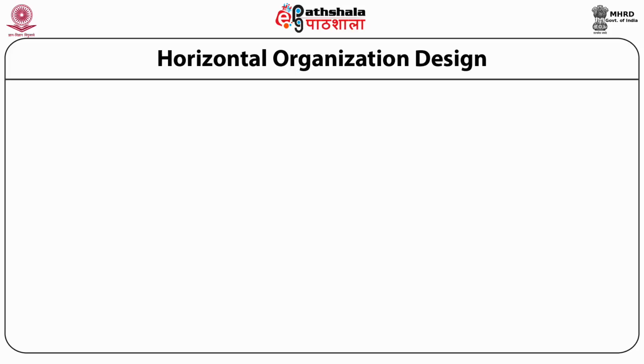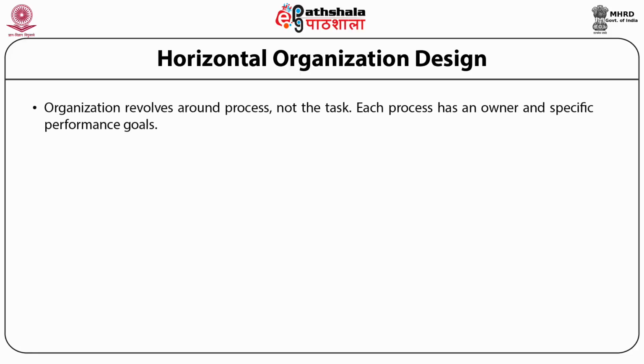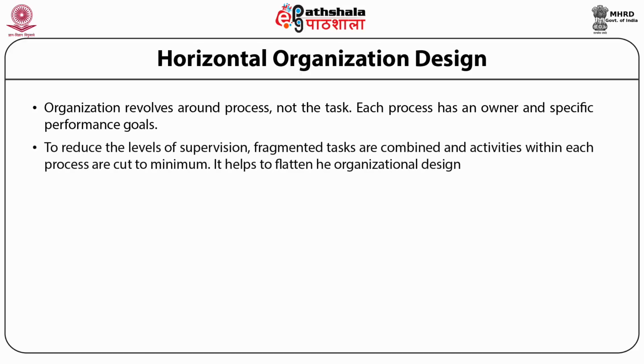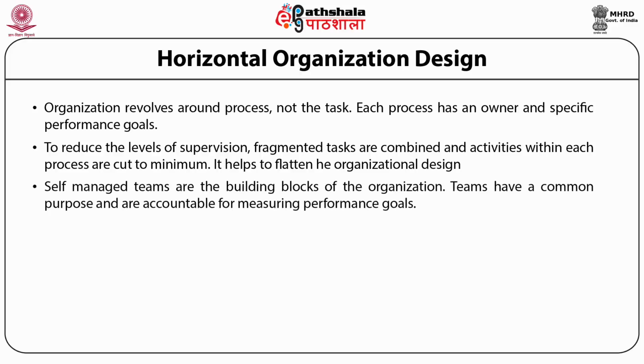The principles of horizontal organization design include: First, it believes that organization revolves around process and not the task. Each process has an owner and specific performance goals. Second, to reduce the levels of supervision, fragmented tasks are combined and activities within each process are cut to a minimum. It helps to flatten the organizational design. Third, self-managed teams are the building blocks of the organization. Teams have a common purpose and are more accountable for measuring performance goals.